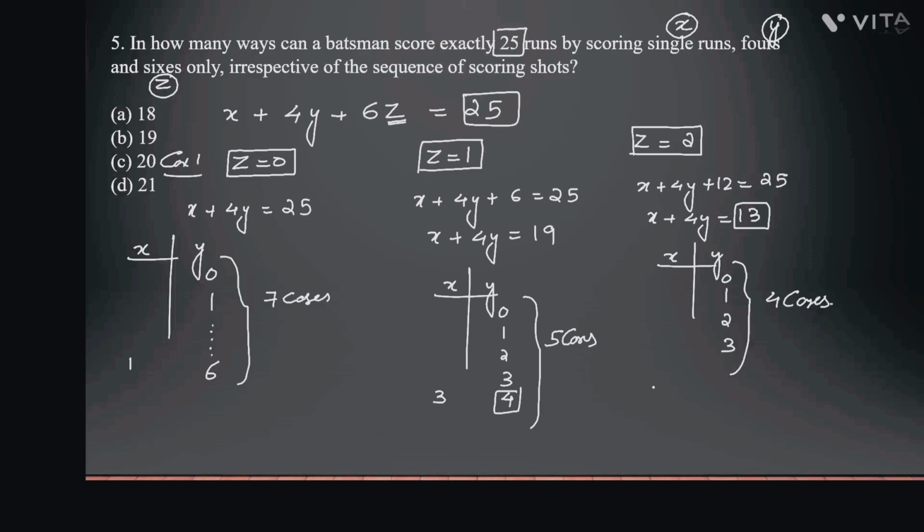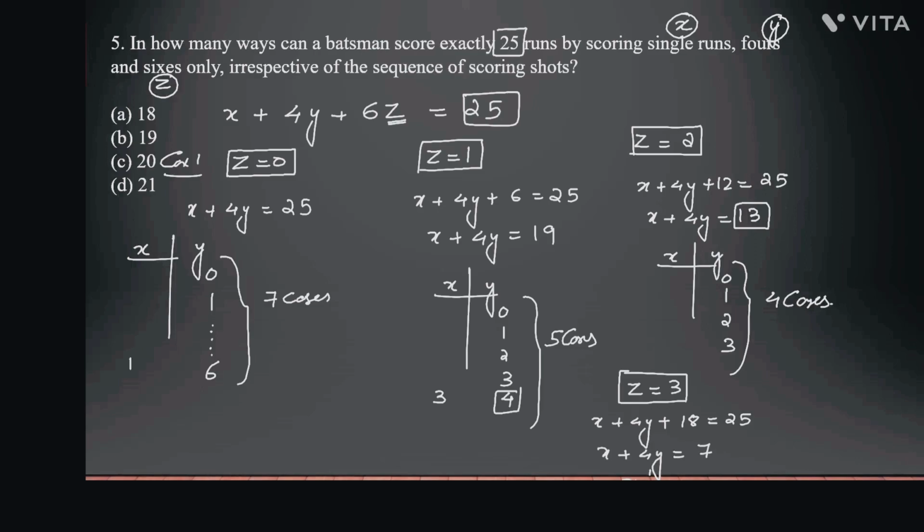What about the next scenario? Next case is gonna be when Z is equal to 3. Number of 6s he hit is gonna be 3 6s total. In total, there are 3 6s he scored. So I'm forming the equation. So X plus 4Y plus 6 times 3, that is 18, is equal to 25. Again, it's gonna be X plus 4Y is equal to 7.